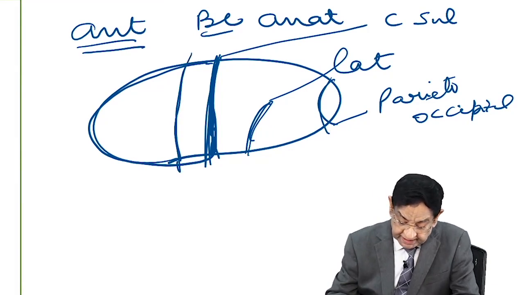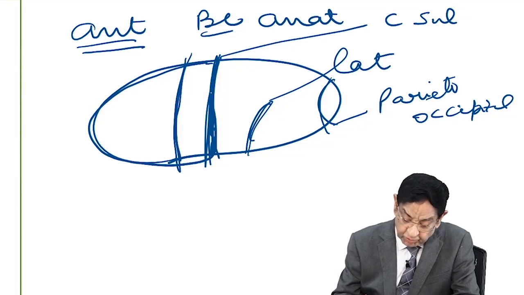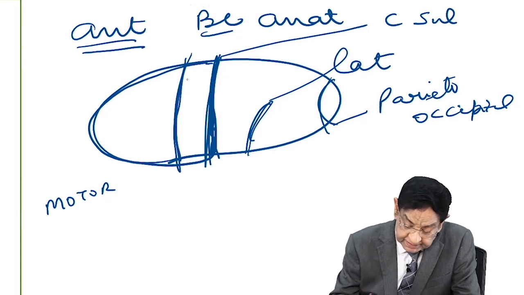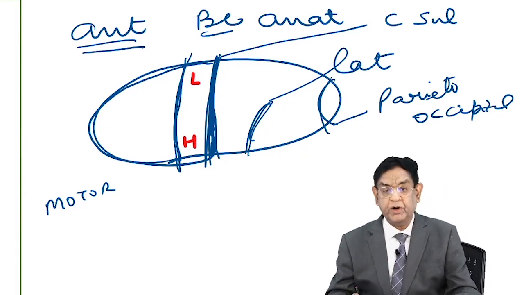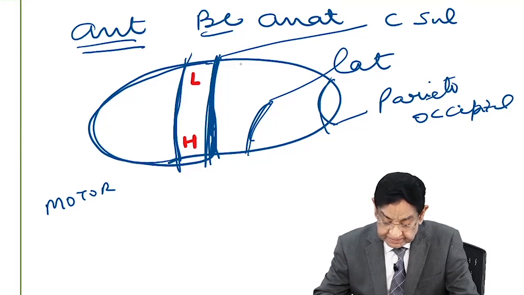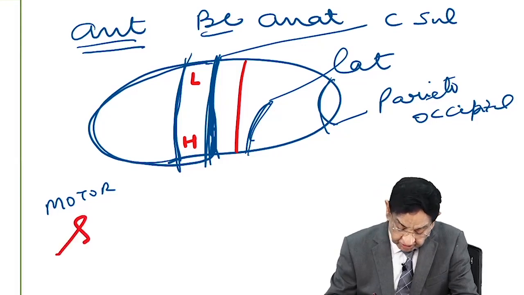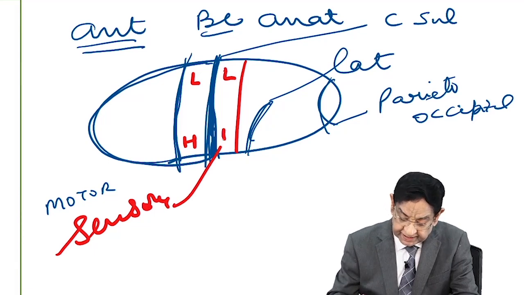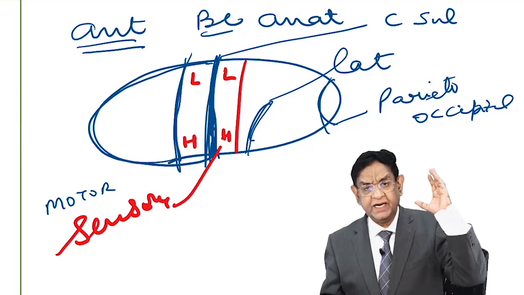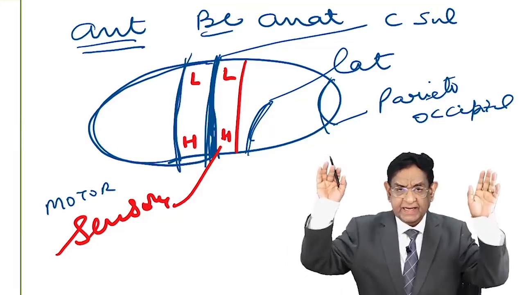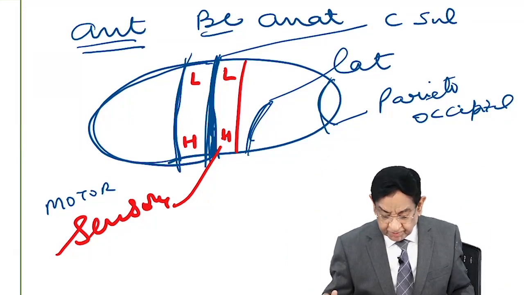The part which lies in front of the central sulcus is the motor cortex. In the motor cortex, the leg area lies at the top and the head area lies at the bottom. Similarly, the part just behind the central sulcus is the sensory cortex. Leg area, head area. It means in the cerebral cortex, the body is hanging upside down, the leg area at the top and the head area at the bottom.